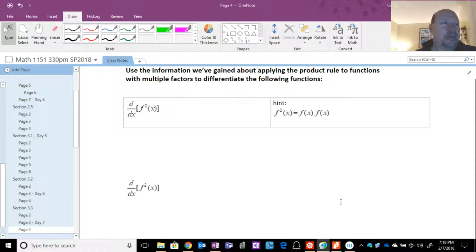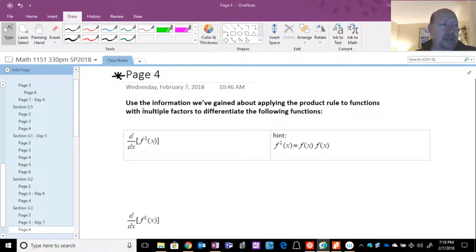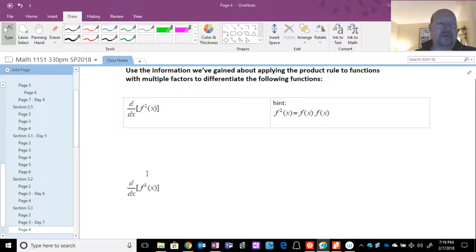To show you how it works, we're going to derive it in a real simple way. Taking a look at this statement: use the information we've gained about applying the product rule to functions with multiple factors, which is what we just did on the first page, to differentiate the following functions. Our first function is d dx of f squared of x. Of course, we don't know what f of x is. We don't know what the function is. We just know that it's a function and it is squared.